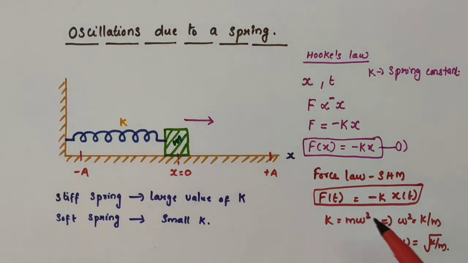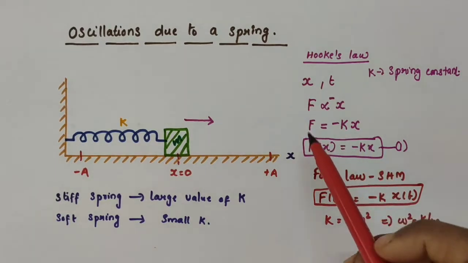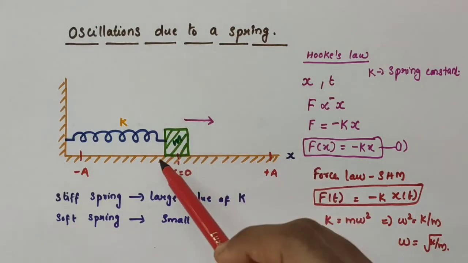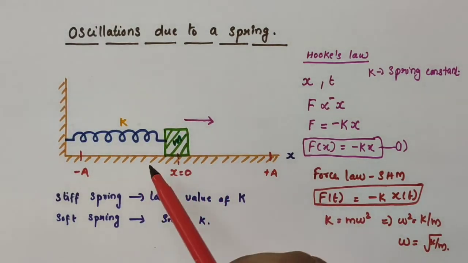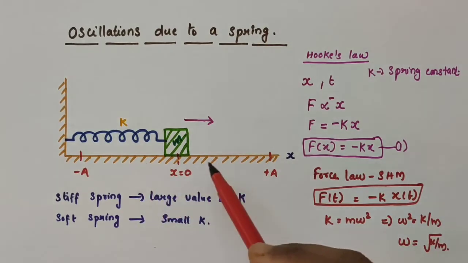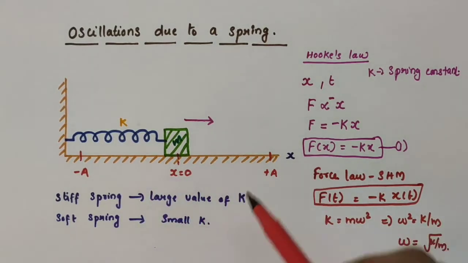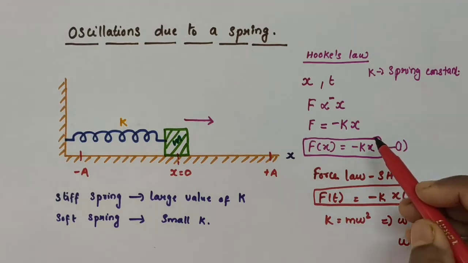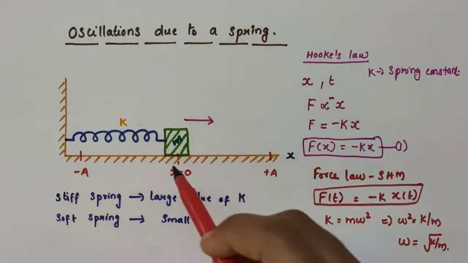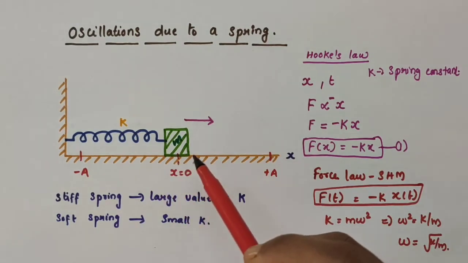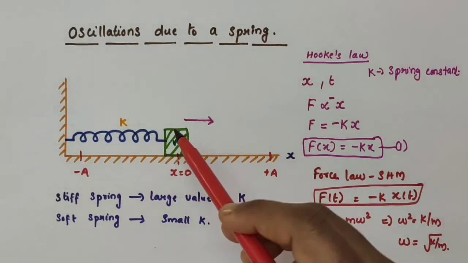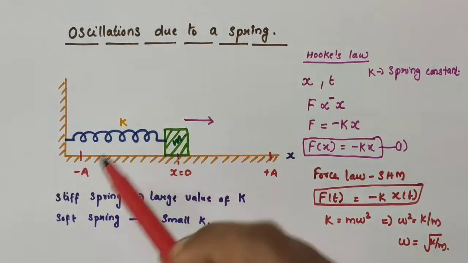So, therefore, we can say that this system of spring and block executes simple harmonic motion. That is, this system can be considered as a linear simple harmonic oscillator. Why? Because here we have the power of x as 1. So we can call this a linear simple harmonic oscillator consisting of a block of mass m attached to a spring.